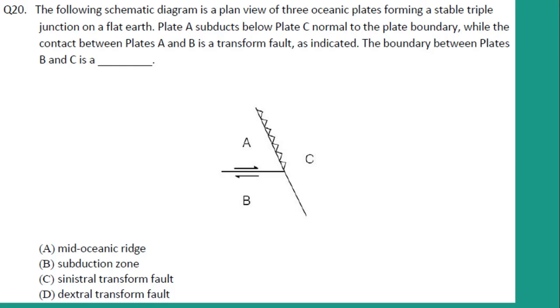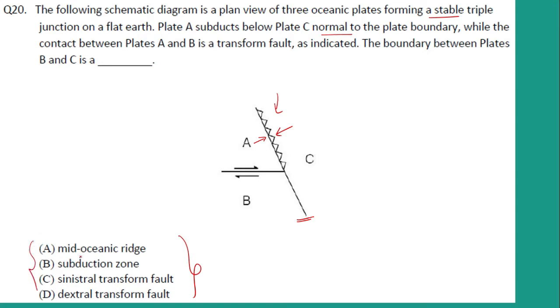So the question is in front of you, which says that you have been given a stable triple junction in which plates A and C are sharing a plate margin of subduction zone, in which C is the overriding plate and A is the subducting plate, and the motion is perpendicular to this margin, normal to this plate boundary. While A and B are sharing a dextral transform fault, and we have been asked the plate margin between B and C.